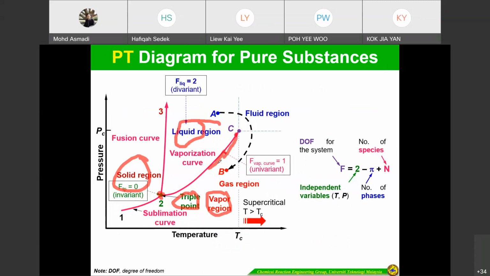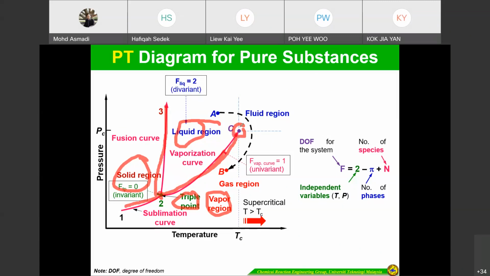This is where vapor and liquid exist together. Okay, this one is liquid and solid. Okay, this is the sublimation curve. This one is the evaporation curve. Okay, this one is the fusion curve. Okay, and C is what we call the critical point.